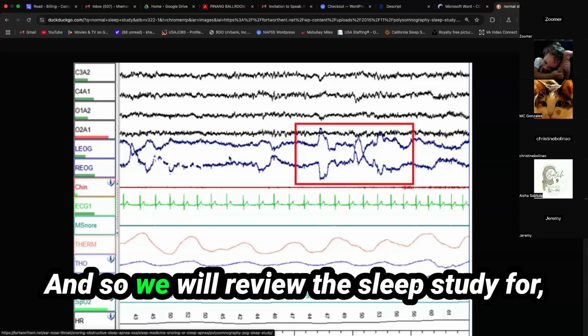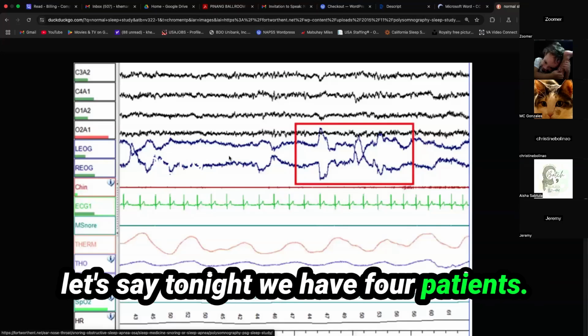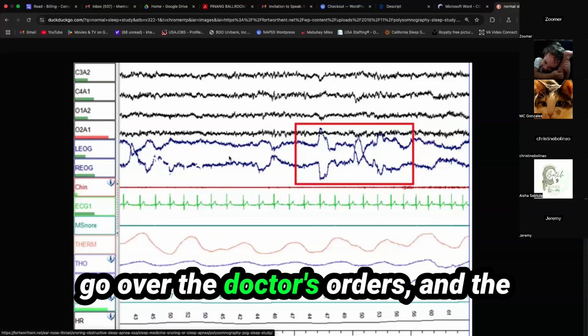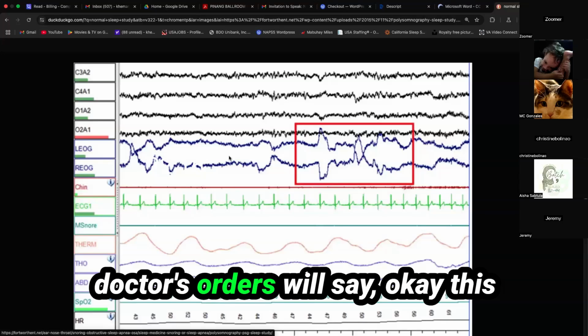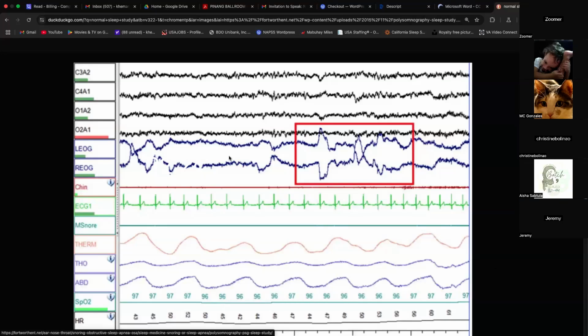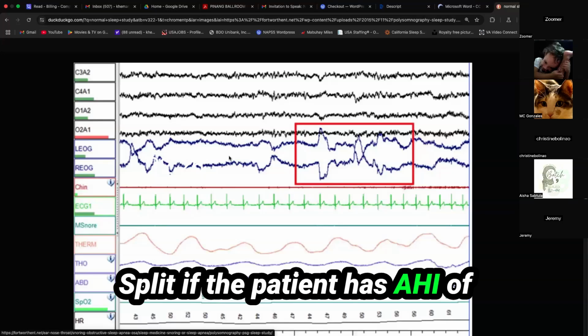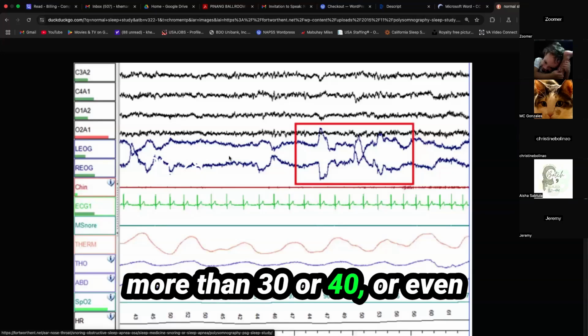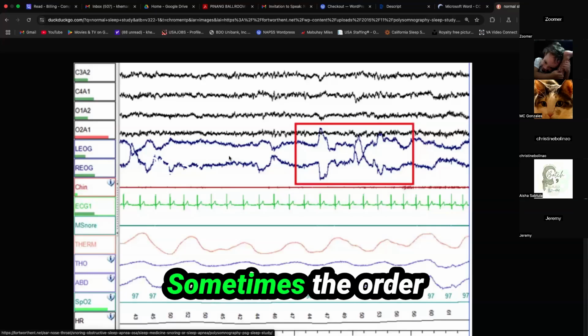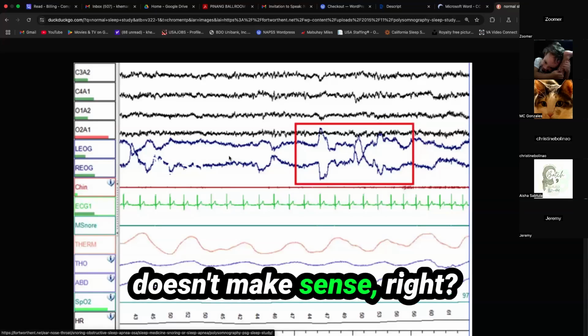And so we will review the sleep studies for, let's say tonight, we have 4 patients. The lead sleep tech will go over the doctor's orders, and the doctor's orders will say, okay, this patient, 73-year-old male, blah, blah, blah, perform overnight PSG. Split if the patient has AHI of more than 30 or 40 or even 5, whatever the order is. Sometimes the order doesn't make sense, right?